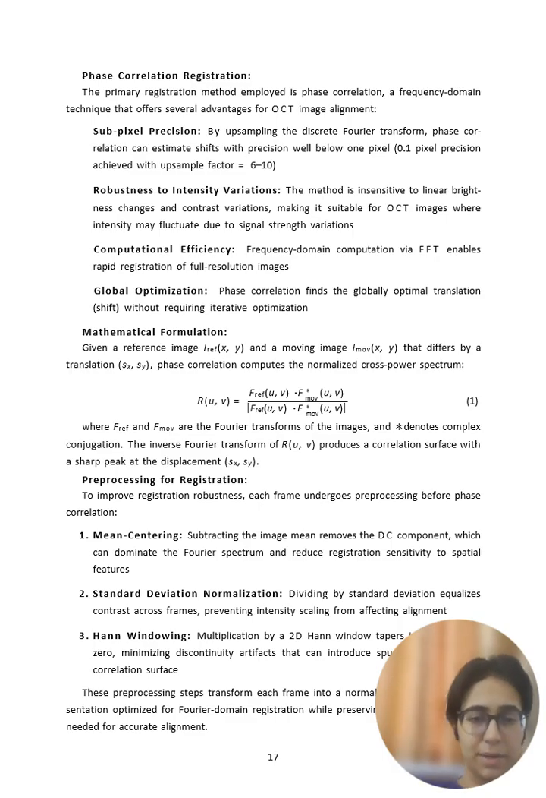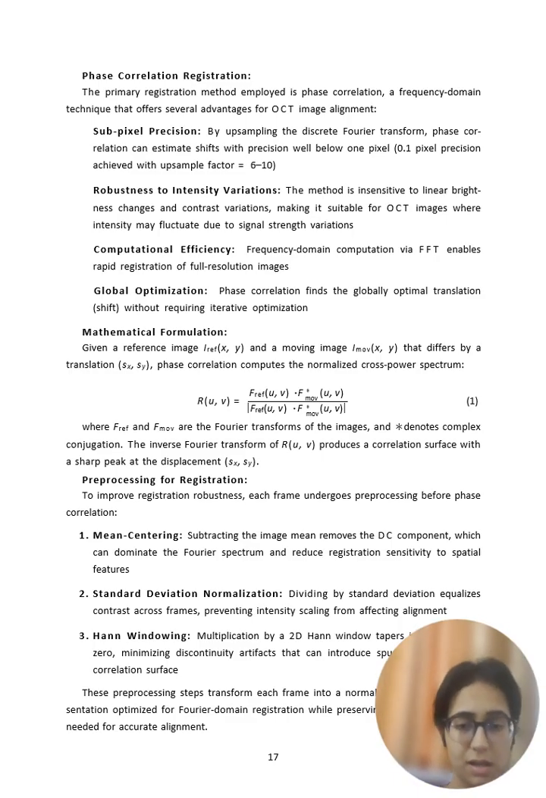Then I have defined the mathematical formulation for the same, and the pre-processing for registration contains three parts. First, mean centering: the mean of the image, that is the DC component, is removed. If we separate it from all the images, then only the differences will be available. Then we use standard deviation normalization and Hann windowing. Hann windowing is a method to preserve edge and boundary points.